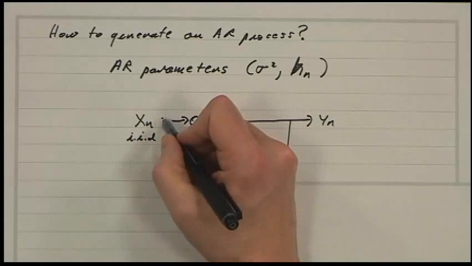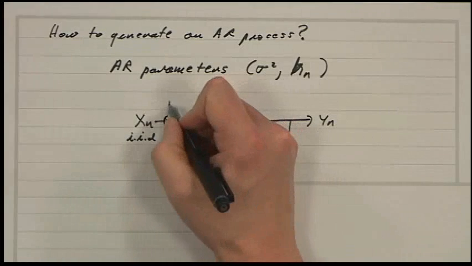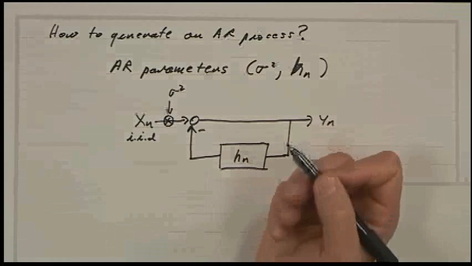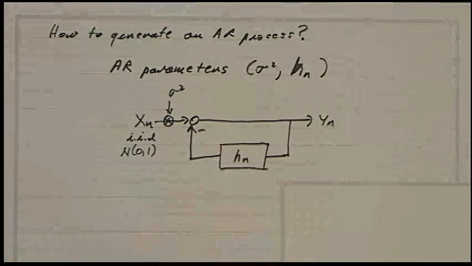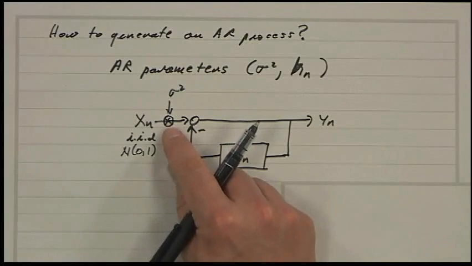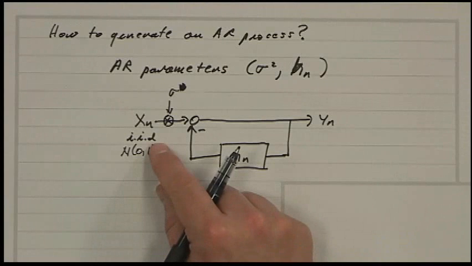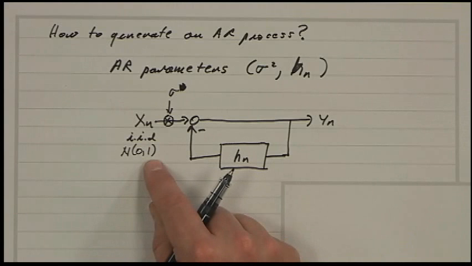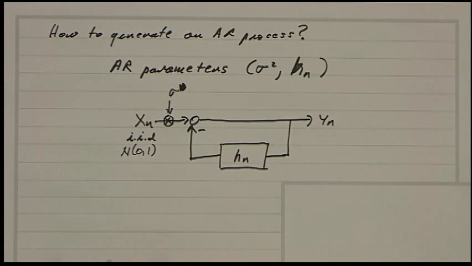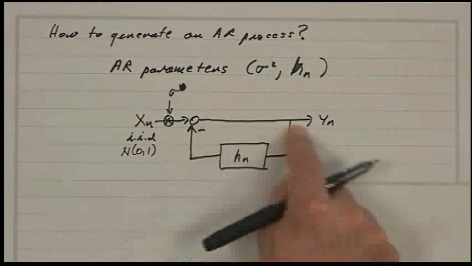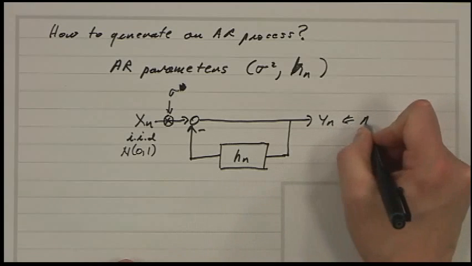And there's one other thing we want to do. Put a multiplier here and multiply by sigma. So these are IID N(0,1) random variables. You scale them up by sigma, not by sigma squared, by sigma. After you multiply the N(0,1) random variables by sigma, they're N(0, sigma squared) random variables. Then you pass them through this filter here, and what you get out is an AR random process.